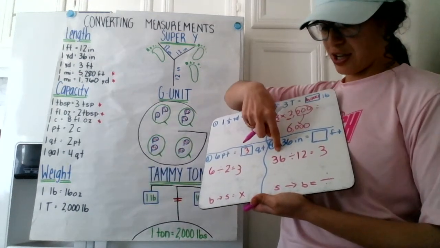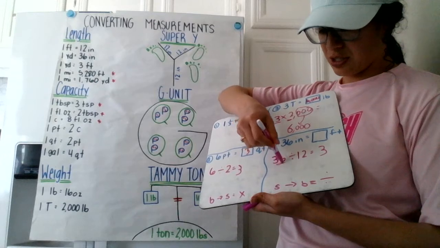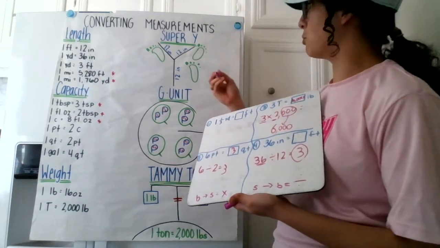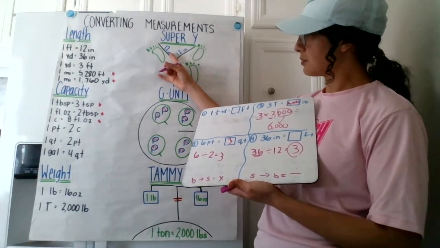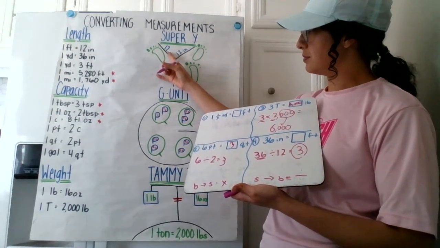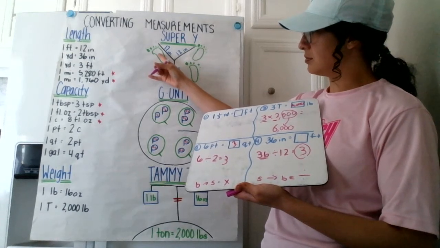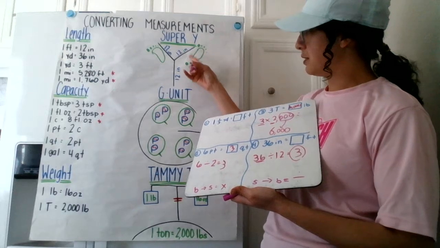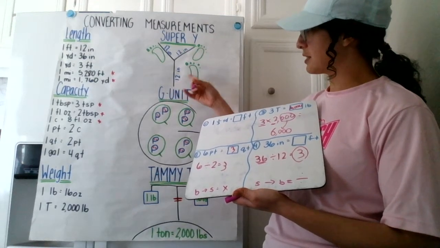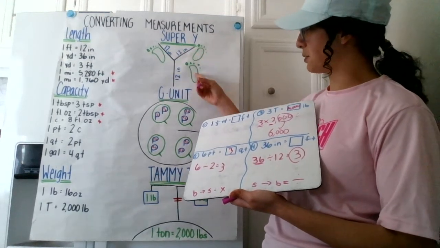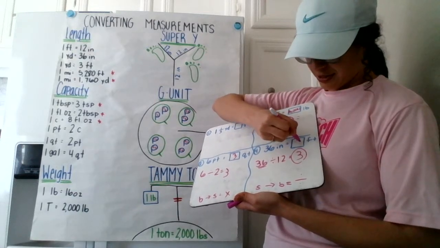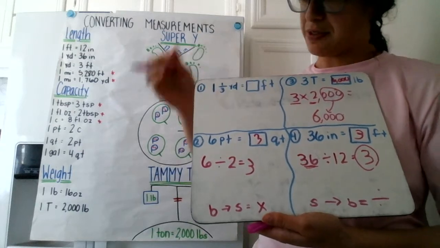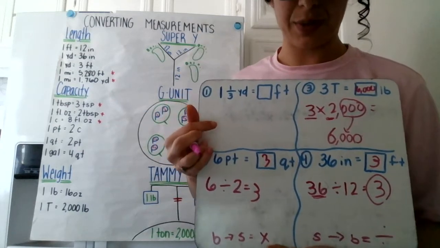Okay, so let's check. In 36 inches, does that mean I have 3 feet? Let's see. Well, here's 12. That's 1 foot. Plus 12, that's 24. That's another foot. Plus 12 more, that's 36. That's another foot. So 1, 2, 3. Yep. So our answer is 3 feet.